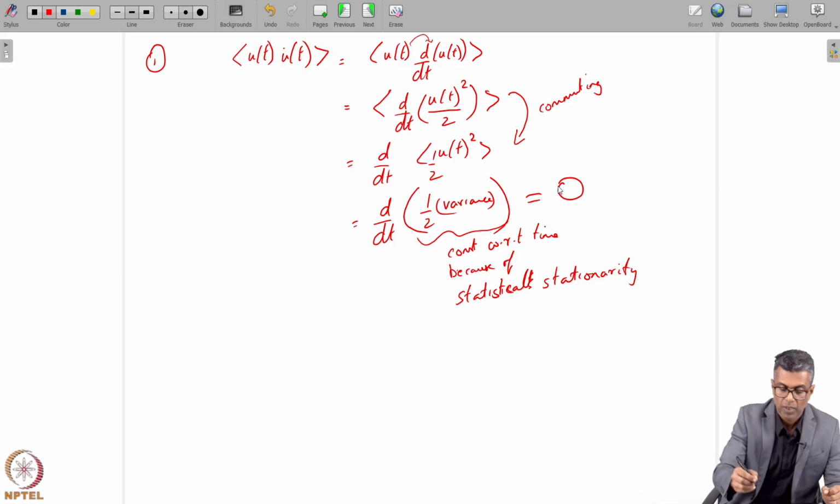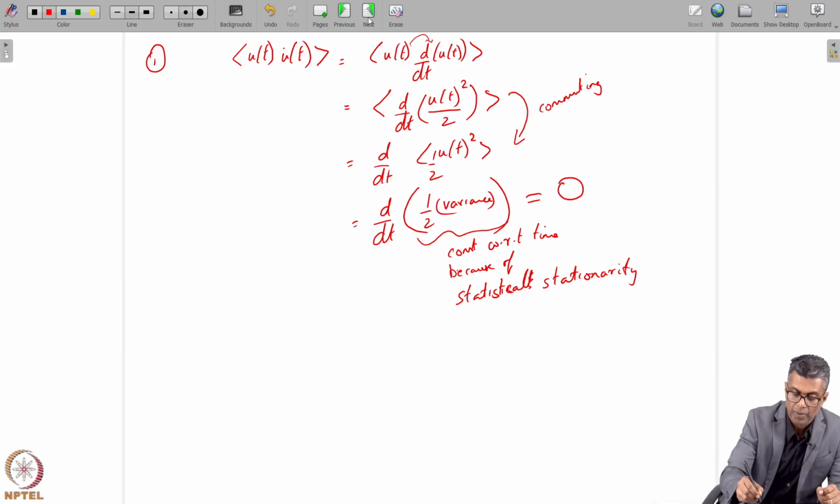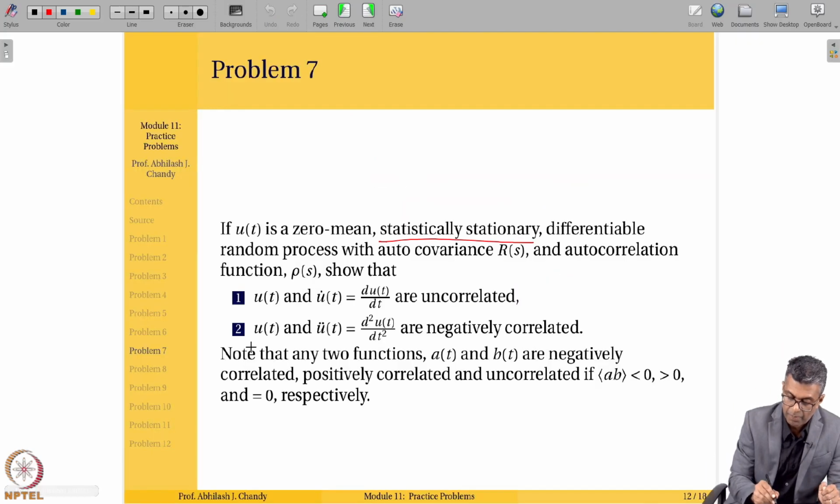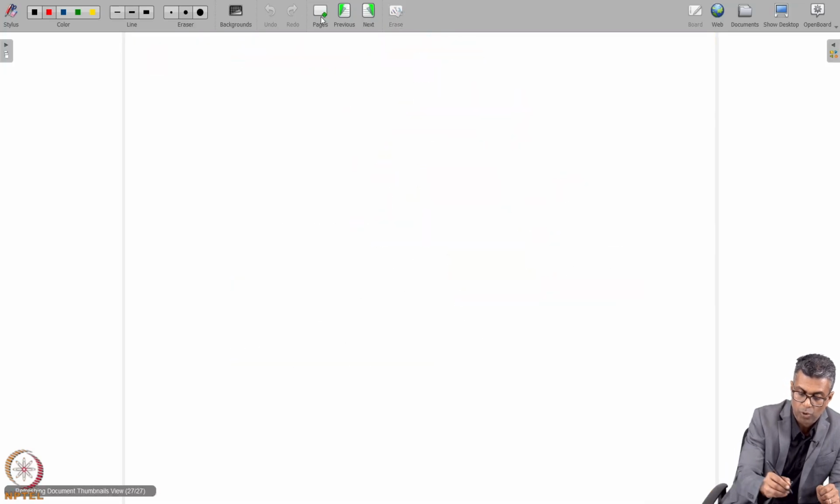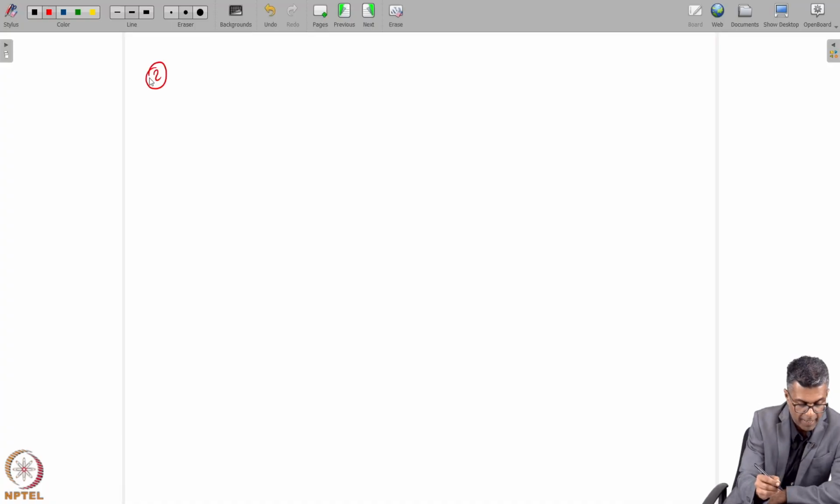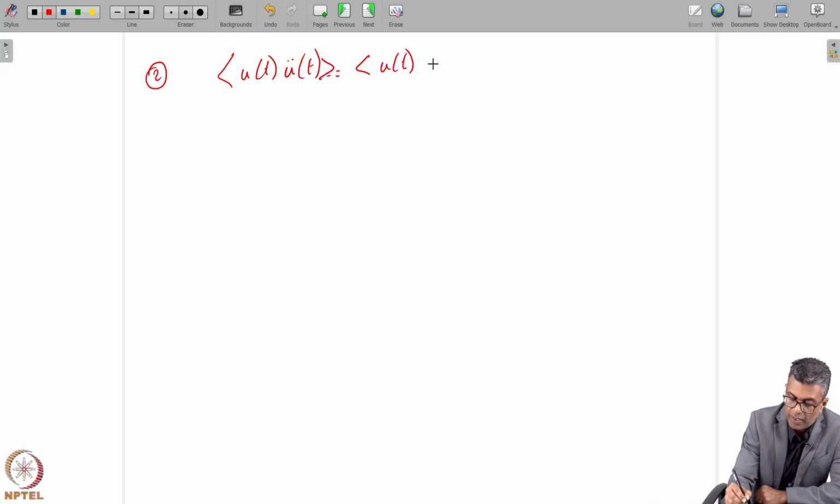Now let's go to the second part. The second part is u(t) and u double dot of t. I'll do one more page here, write it on a blank page, and I want to find out the covariance of u(t) and u double dot of t. So that would be the covariance of u(t) times d squared/dt squared of u(t), isn't it?